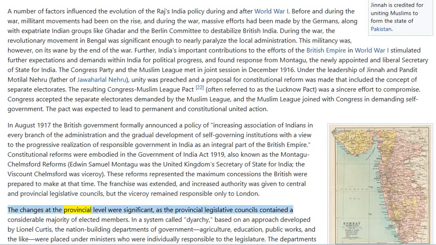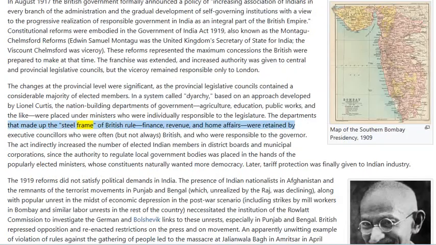The changes at the provincial level were significant, as the provincial legislative councils contained a considerable majority of elected members. In a system called diarchy, based on an approach developed by Lionel Curtis, the nation-building departments of government, agriculture, education, public works, and the like, were placed under ministers who were individually responsible to the legislature. The departments that made up the steel frame of British rule, finance, revenue, and home affairs, were retained by executive councillors who were often, but not always, British, and who were responsible to the governor.